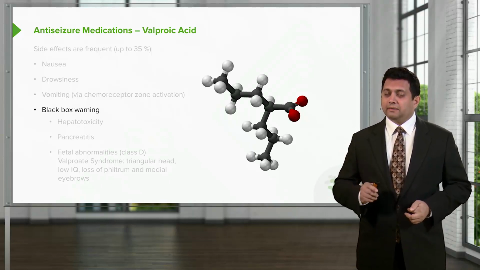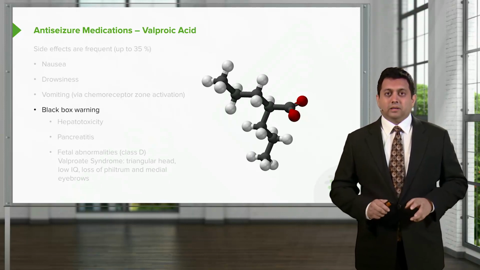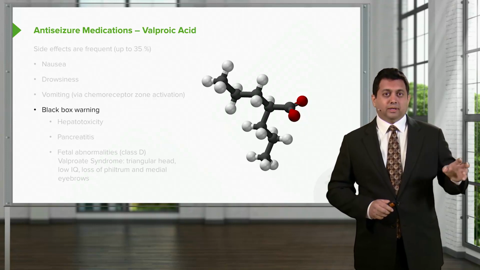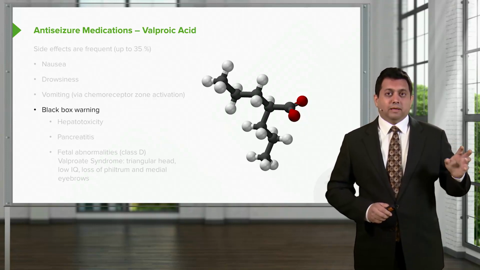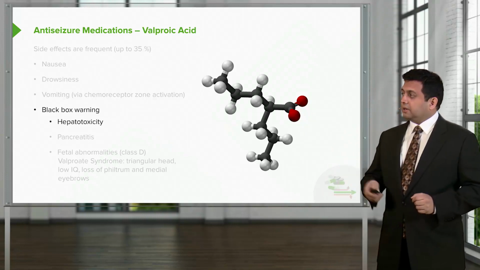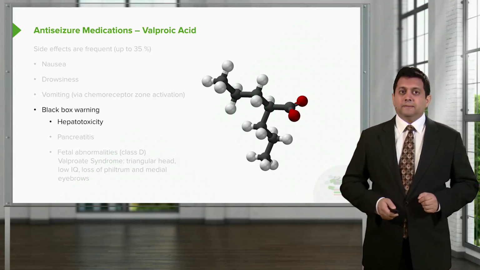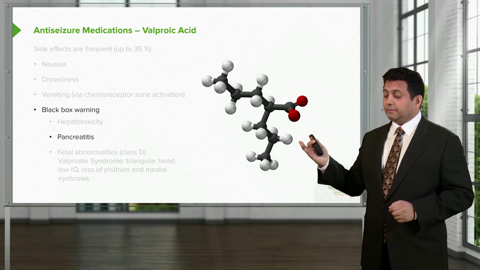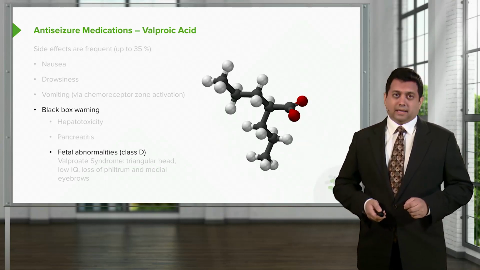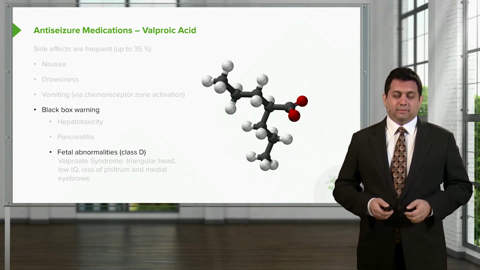It does have a black box warning. What a black box warning means is that the regulatory agencies have mandated that all people be aware of some potential problems with these drugs. The first black box warning is hepatotoxicity. The second black box warning is pancreatitis, and the third black box warning is fetal abnormalities.